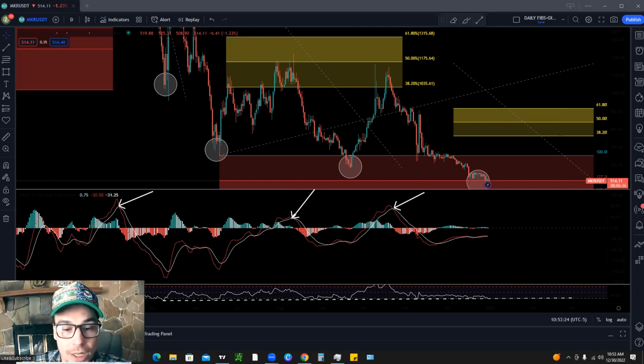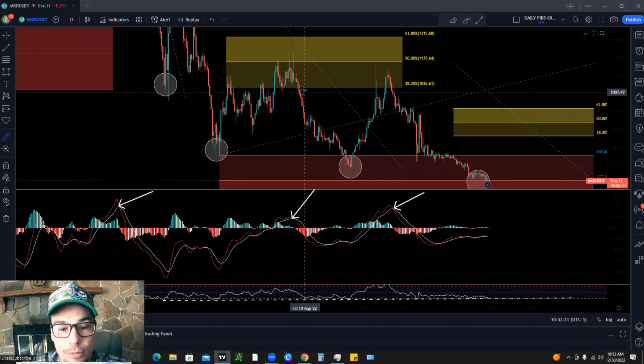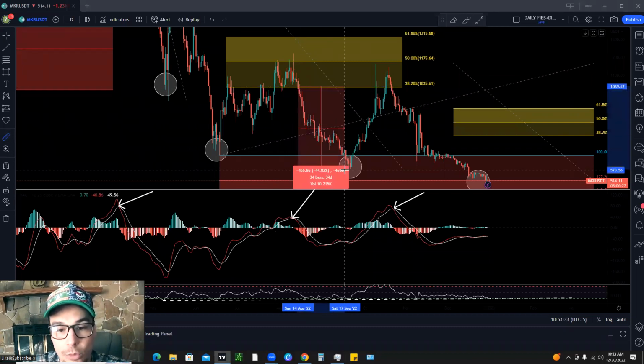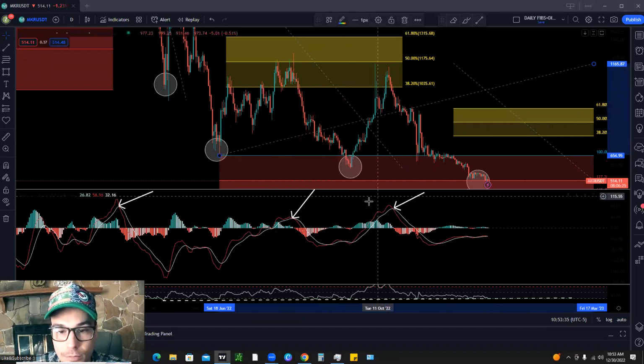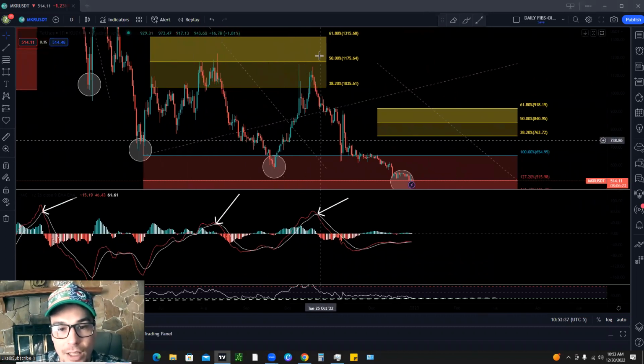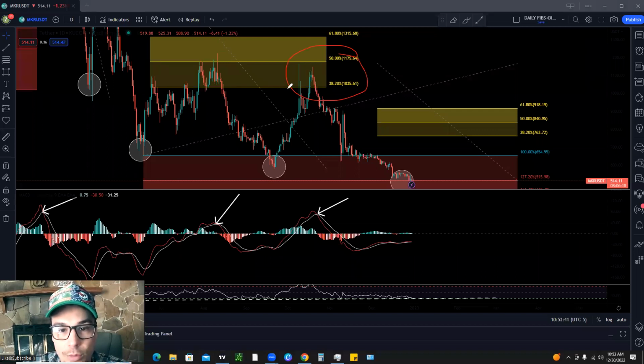Now, after we get the rejection, look at what we do. We get a MACD sell signal right here, and shortly afterwards, we get a very, very sharp move to the downside, right? We drop down 45%. Over here, we're seeing the same thing. We're still right around our major retracement levels. We're still rejecting those. Okay, we break through the 38.2, get close to the 50%.